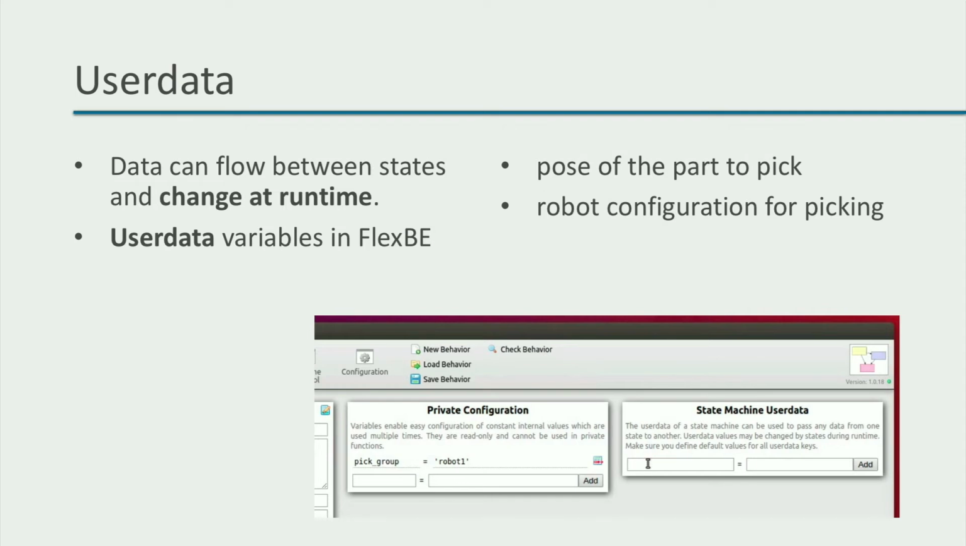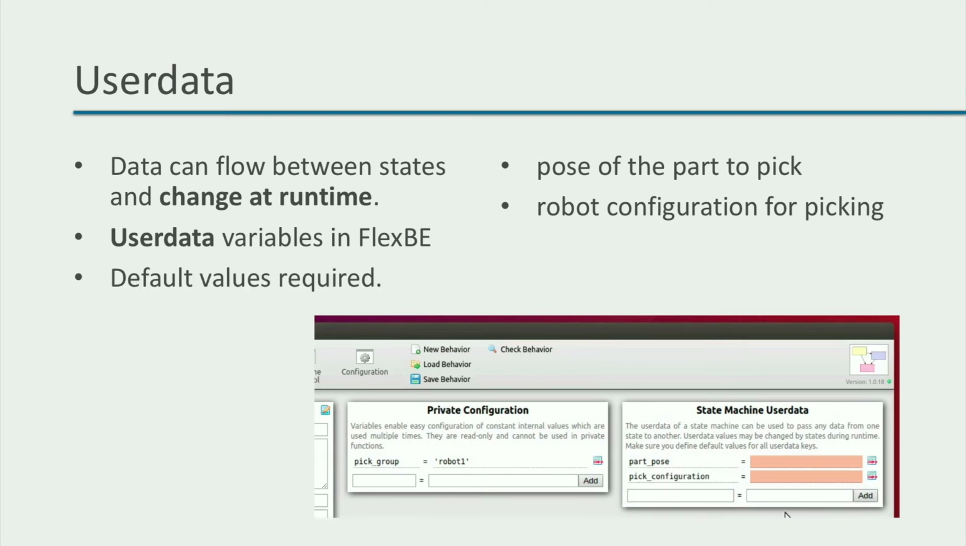So for the first one, we can define the user data variable partPose. Here it is. And for the second one, the user data pickConfiguration. So we type it there. Here it goes. Note that we always need to define a default value for each user data. This is like initializing a variable in programming. In the case of partPose, we can simply set it to an empty array. So we do it like that.